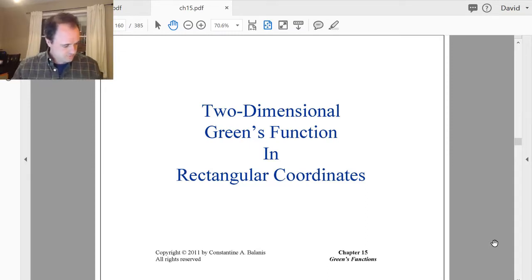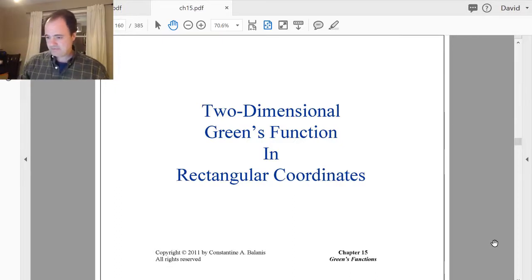But the material is not all that difficult actually. It's much easier than chapters 13 and 14, partly because it's Green's functions, which some of you should have had experience with before. So it's not totally unusual material. This is starting on section 15.4, I believe. Let me see here. Yeah, I'm pretty sure it's 15.4. It's two-dimensional Green's functions.